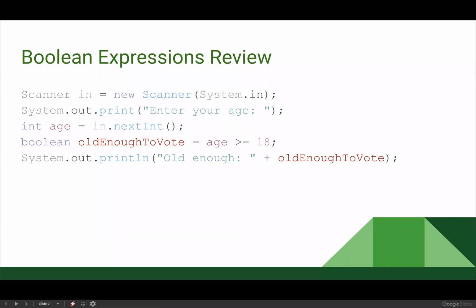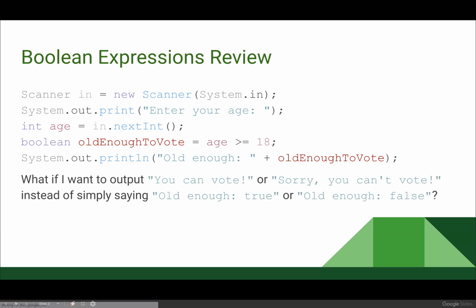Brief review of what we talked about last class. Here was that program we made. We had the user enter their age, and then we said old enough to vote is going to equal age greater than or equal to 18. And then we were printing old enough plus old enough to vote. So if the user was old enough to vote, we would see true. Otherwise, you would see false.